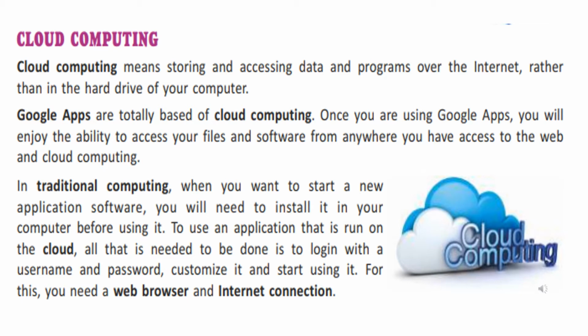Once you save your data in the cloud of Gmail, then you can access your files and software anywhere at any time. In a traditional computer, you have to start an application software, you have to install it, and then you can use it. But if you have cloud computing with Gmail, you simply log in with your username and password, and then you are ready. You can use your data and you can use the Google Apps. And what do you need? You need only a web browser and internet connection and your username and password. That's it.